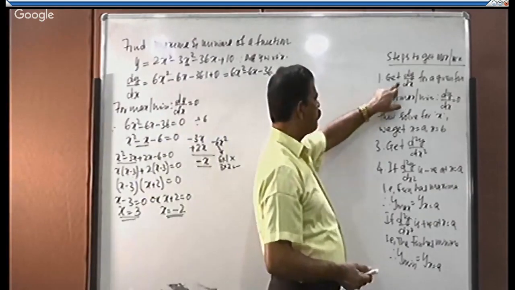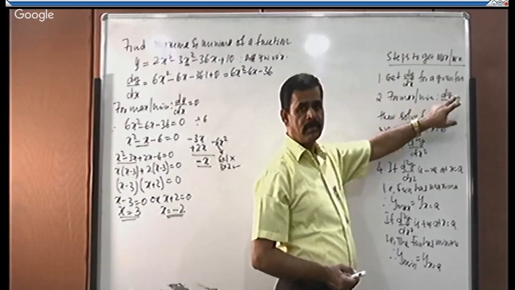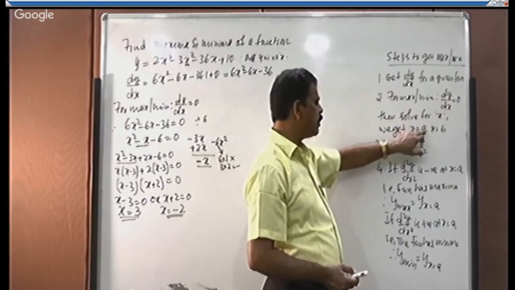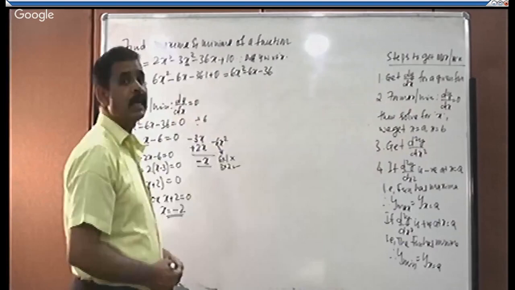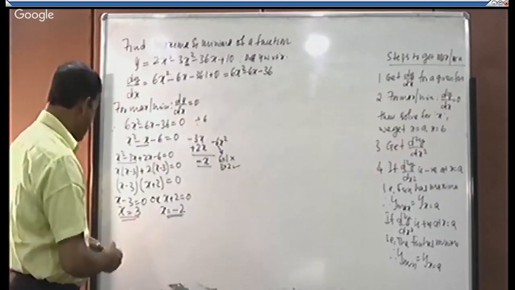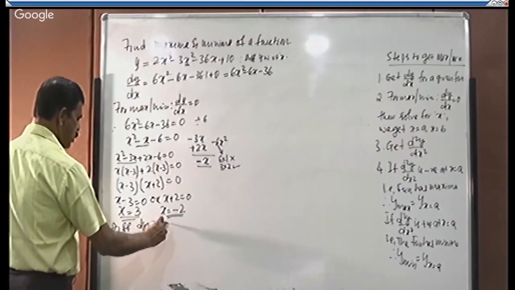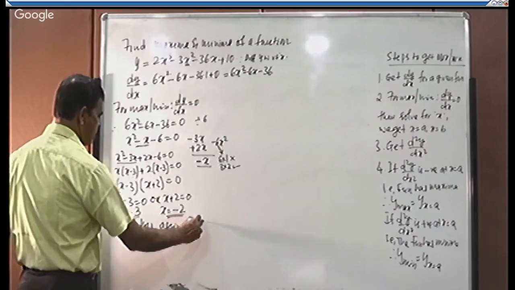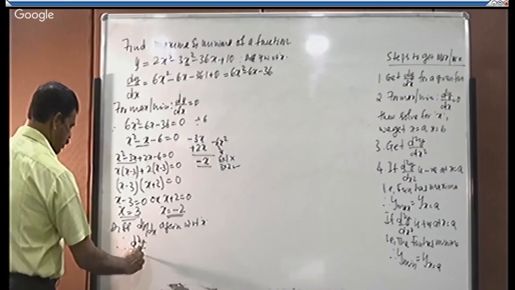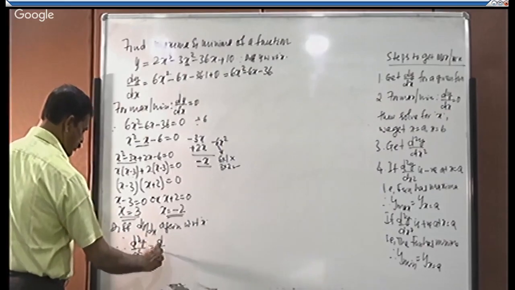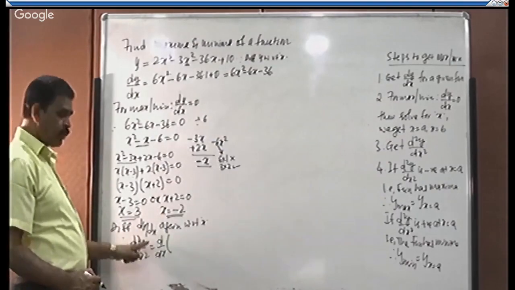What we did: first we got dy by dx. Second stage, we took dy by dx equal to 0 and solved for x values. We got two values of x. What is the third step? The third step is to get d square y by dx square. Differentiate dy by dx again with respect to x. Therefore, d square y by dx square is equal to d by dx of dy by dx. Correct? D square y by dx square means the derivative of dy by dx.